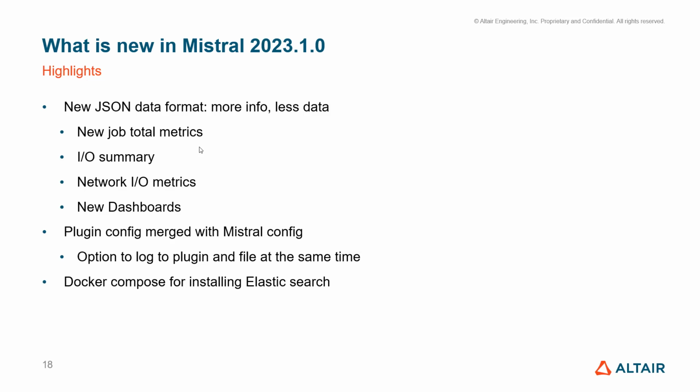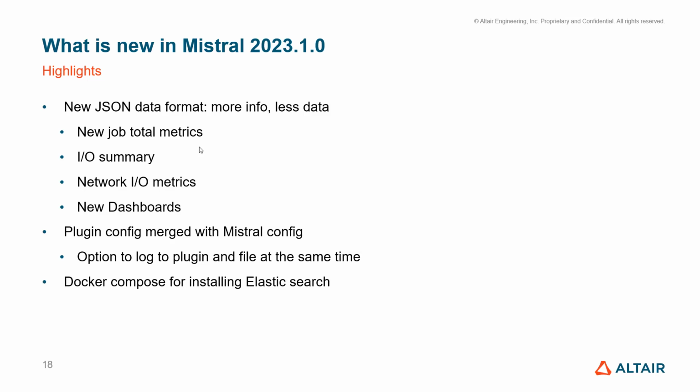We've also tidied up the configuration files for Mistral, so now the plugin configuration file has been merged with the Mistral config file, so there's just one config file. And we've also added an option to log data both to the plugin, so to the data pipeline, and to a file at the same time. So you can have data going into, for example, Elasticsearch and to a log both at the same time.